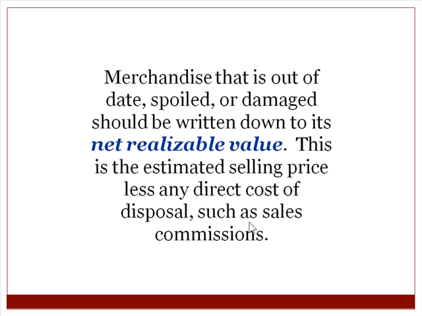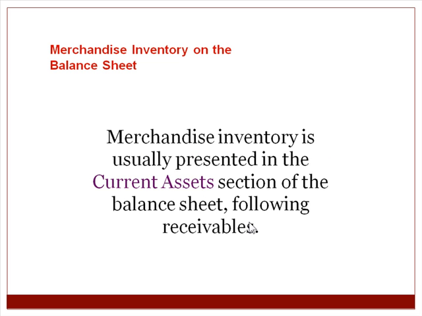Merchandise that is out of date, spoiled, or damaged should be written down to its net realizable value. So when you take advanced accounting, you're going to spend a lot of time on obsolete inventory, but for this course, we just barely touch on the fact that if merchandise is spoiled or damaged or obsolete, then you write it down to the net realizable value. And merchandise inventory is usually presented in the current assets section of the balance sheet following receivables. So it's the third most liquid asset in your balance sheet. Cash and AR are first, because it's hard to just dump your inventory if you have to.